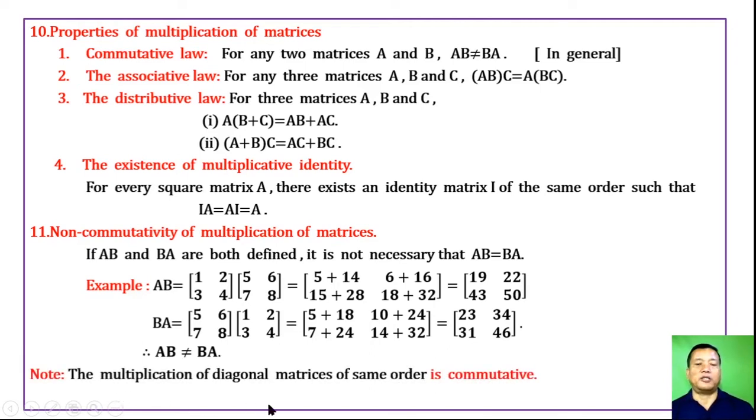The multiplication of diagonal matrices of same order is commutative. The product of diagonal matrices of the same order is commutative.